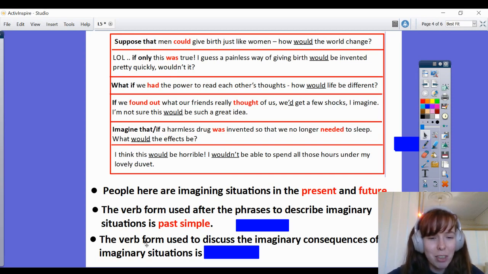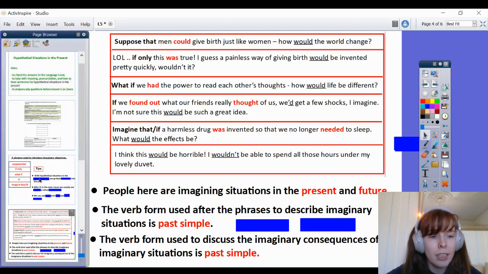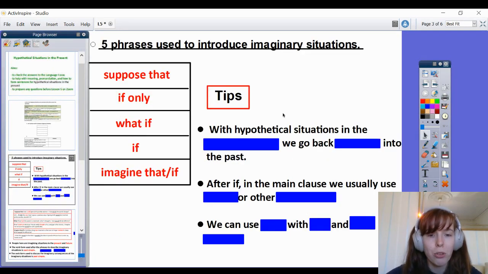All right, the verb form used to discuss the imaginary consequences of the imaginary situation is, can we guess? Past simple as well. Okay, really easy. Super easy. Past simple, okay? So let's have a closer look at this. Okay, let's look at some tips.